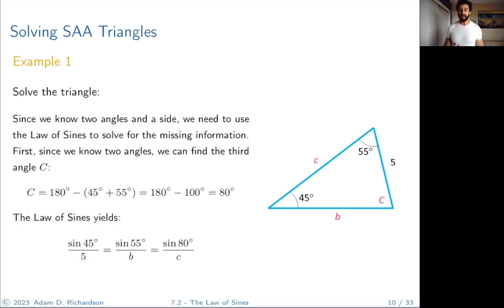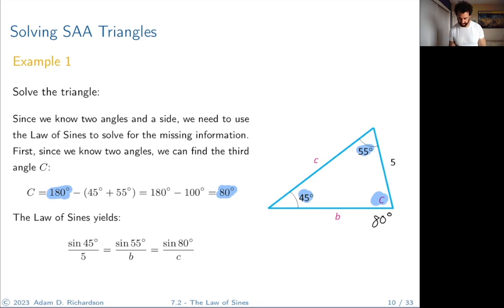So first off, because we know two angles and a side, we have to use the law of sines to solve for the missing information. But first off, because we know these two angles, we automatically know what C has got to be because the sum of the three angles of a triangle must add up to 180. So if we want to compute the angle C, we just do 180 minus the sum of the other two angles, and we get 80 degrees. So angle C is 80 degrees here. There we go. So now we have all three angles and one of the sides.